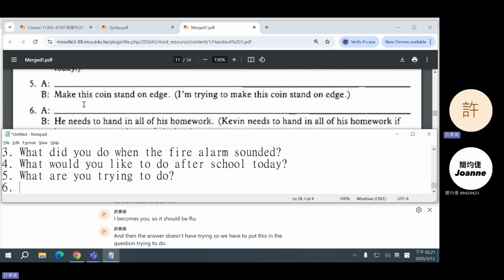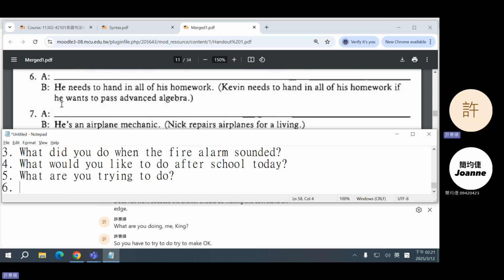Number 6. Sorry, Kanjiwei, number 5. Question. "What are you doing" does not work because the answer should be making this coin stand on edge. What are you doing? Making. So you have to try to do, try to make. Okay. Grammar. Yes. Okay. Number 6.